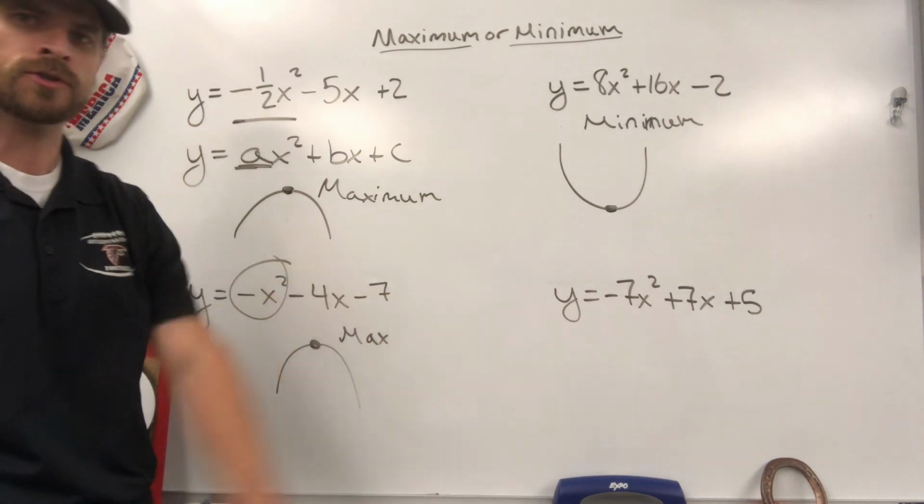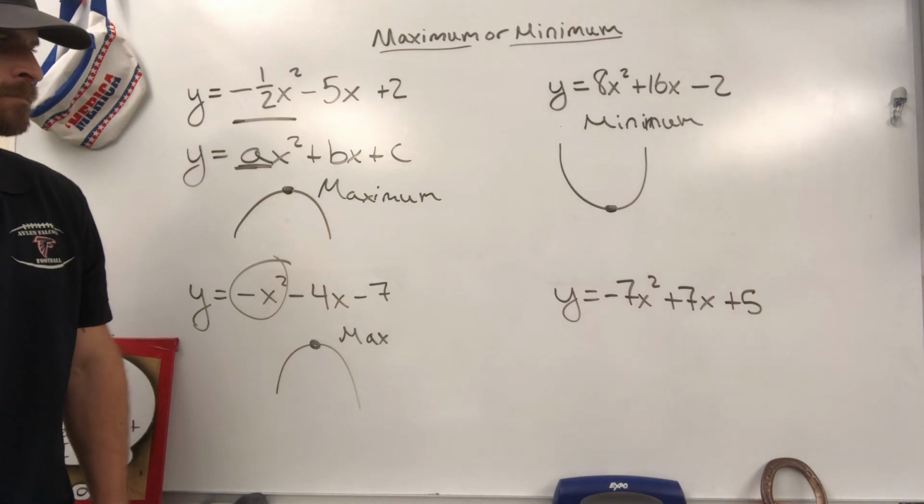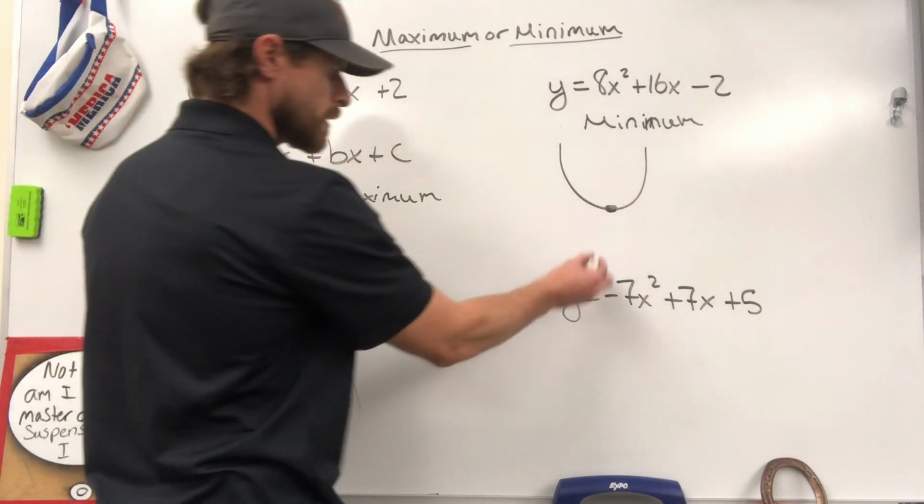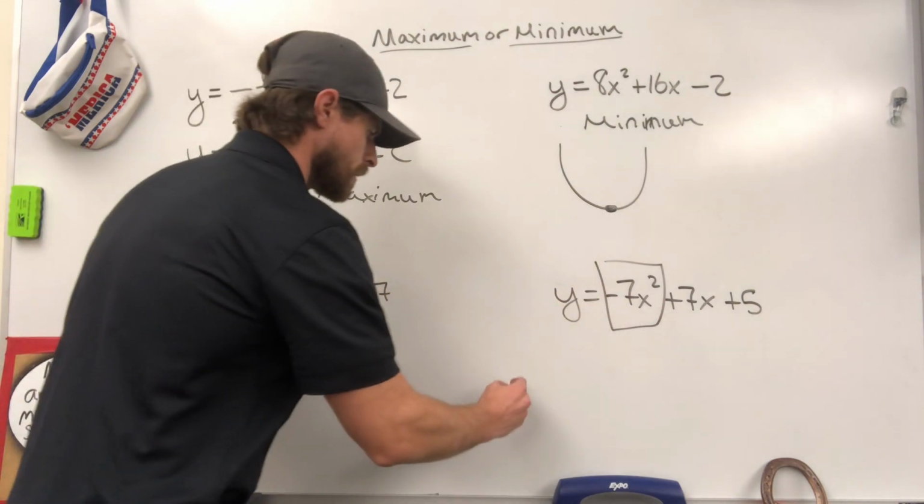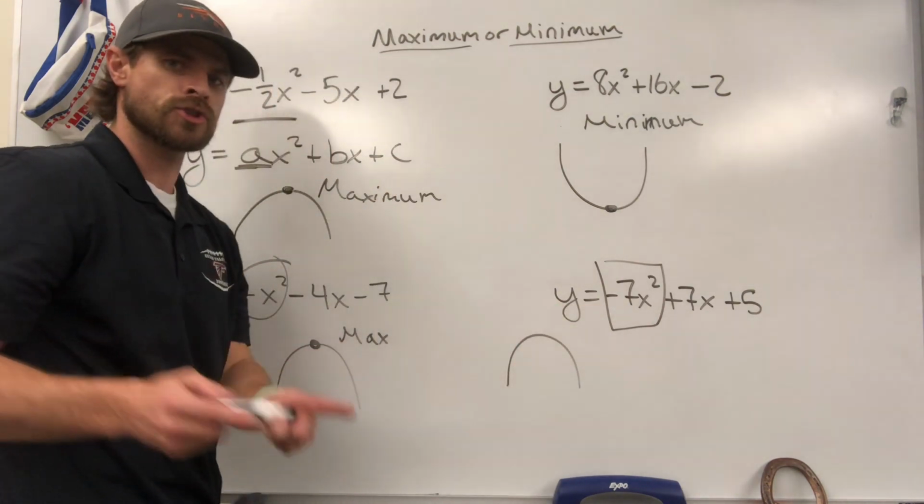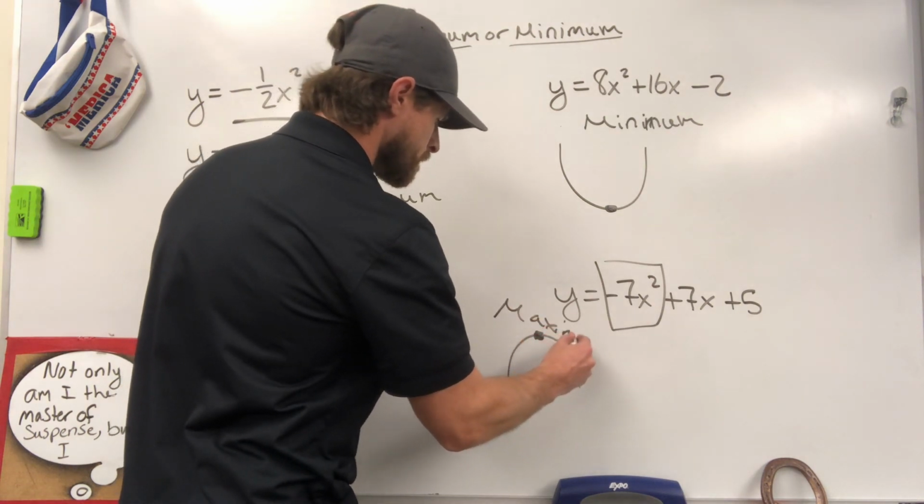And last but not least, try it on your own before I give you the answer. See if you get it right. Hopefully you're looking right there at that term. It's negative, therefore we're dealing with an umbrella shape. Your answer should have been, this will have a maximum.